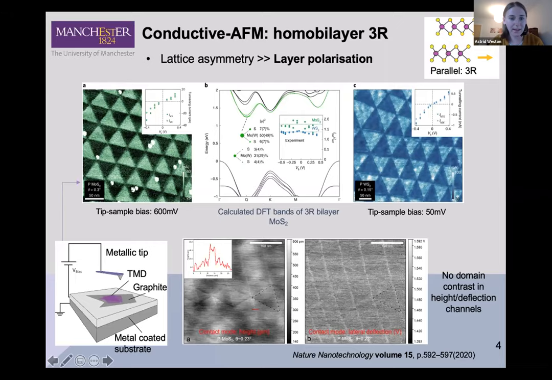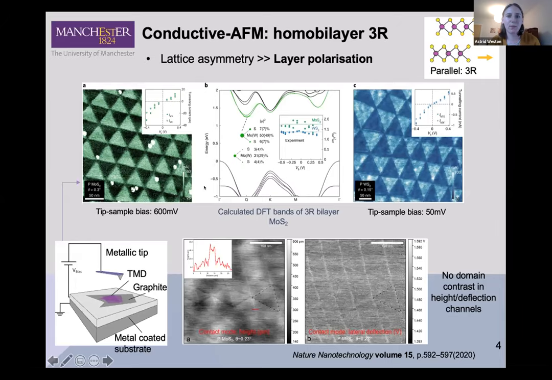In this instance, we're able to generate a tunneling current map across our surface. One thing to note is we see this high contrast between the domains, but we're not seeing this in the height channels in contact mode. Although we are seeing contrast at the domain walls, which is what we expect from our interlayer distance calculations.